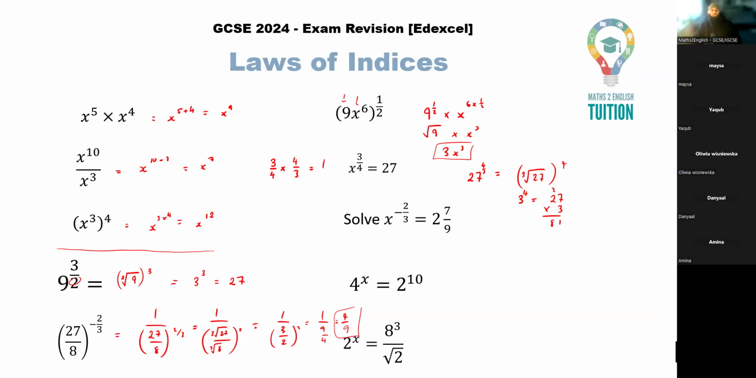All right, next question over here. When we have this question, we're going to get a different answer. So this is solving a fractional indice. We first want to see what number multiplies with x to the power of -2/3 to give us 1. So -2/3 times something gives us 1, and that number is going to be -3/2. So we have to apply this to the opposite side to get x.